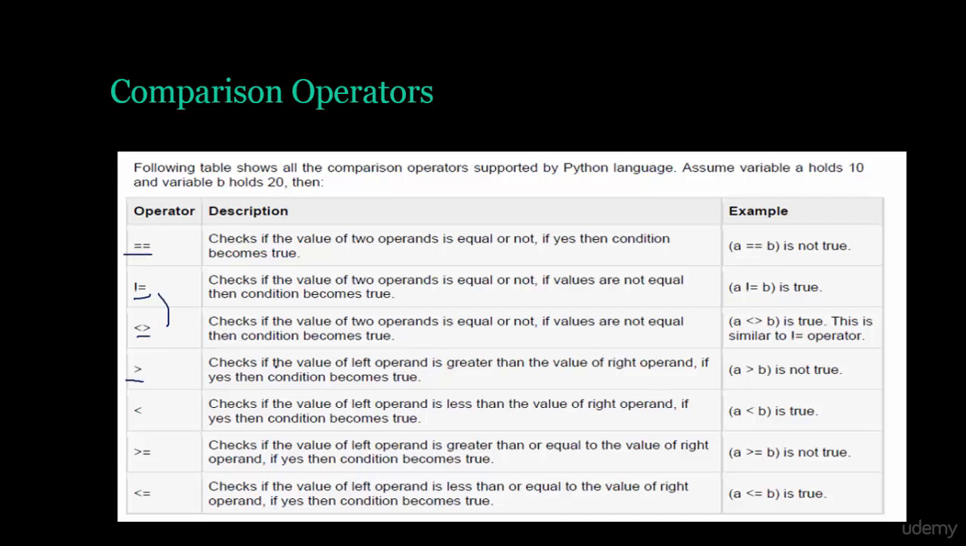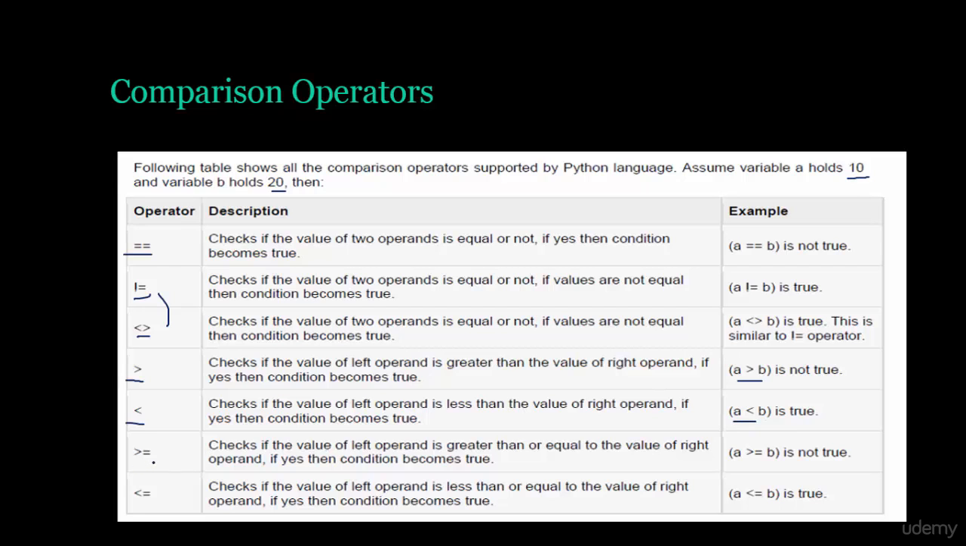This operator here checks if the value of the left operand is greater than the value of the right operand. If yes, then the condition becomes true. If I say here A > B, this won't be true because B is 20 and this is bigger than 10. And this operator here checks if the value of the left operand is less than the value of the right operand. If yes, then the condition becomes true. Like this, A < B, this is true.